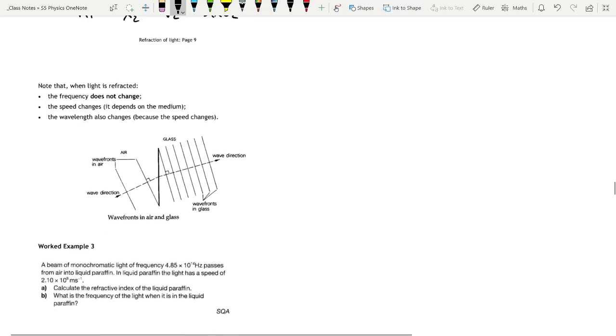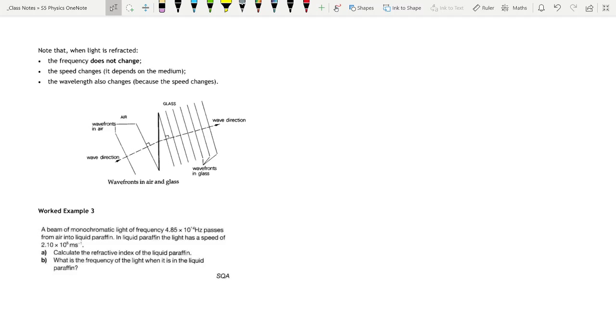Okay, so note that when the light is refracted, the frequency does not change, really important. The speed changes, depends on the medium, and the wavelength also changes. So there's an example there. You can see the wavefronts in the air. Wavefronts are just, if you're looking at it from sort of a bird's eye view, you see the wavelengths change, but the frequency does not change.